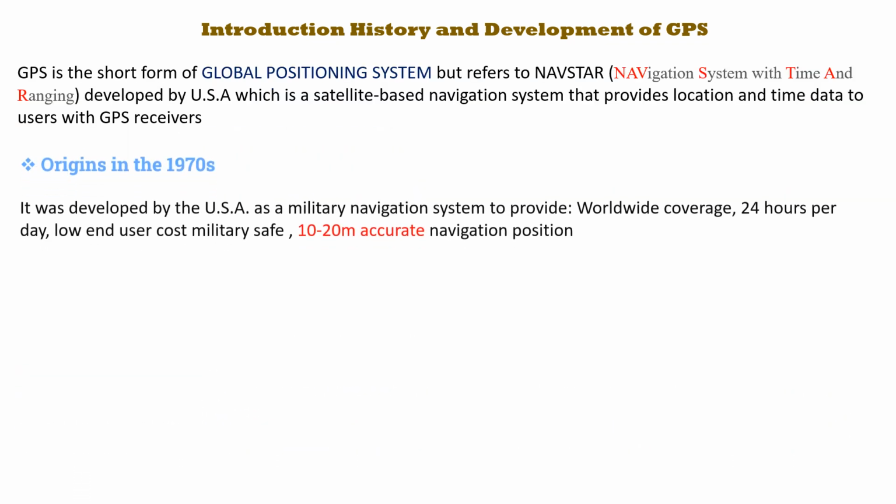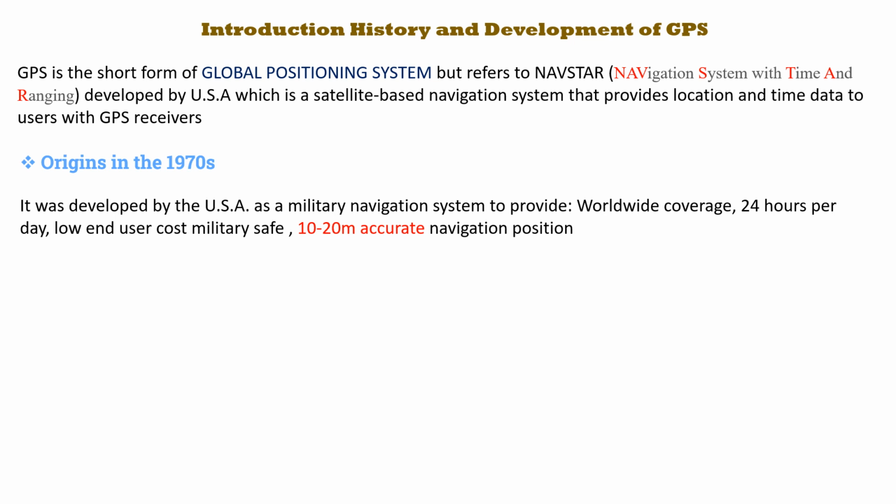So now we'll talk about some introductory history and the development of GPS. GPS is generally called the Global Positioning System, which can refer to a navigation system with time and ranging. It was initially developed by the USA, a satellite-based navigation system which provides location and time data with a GPS receiver, 24 hours per day. For low-end users, with cost, military safe, having 10 to 20 meter accurate navigation position.